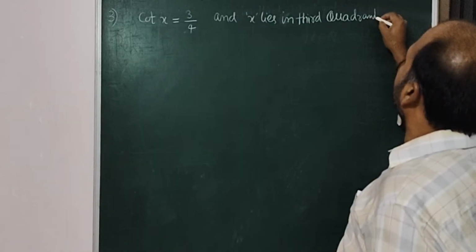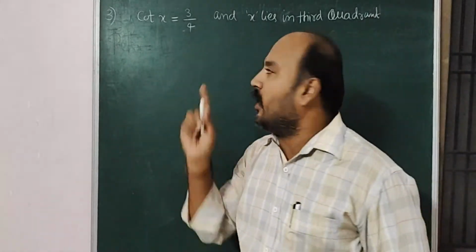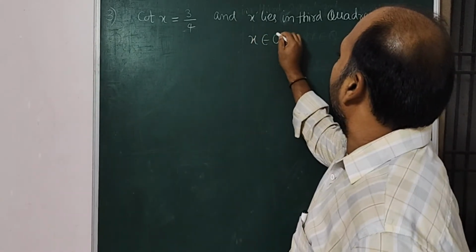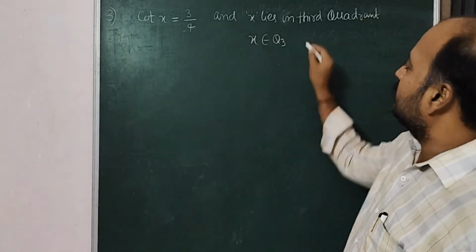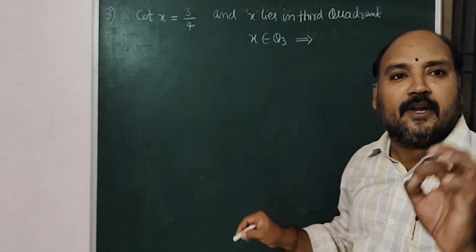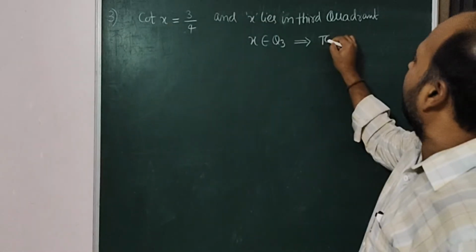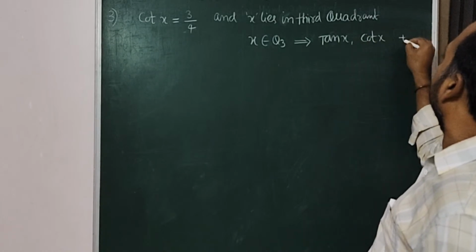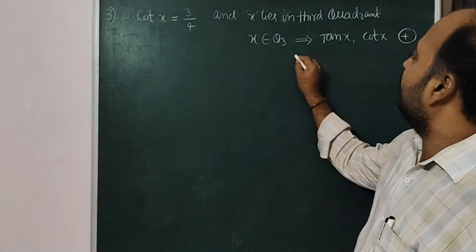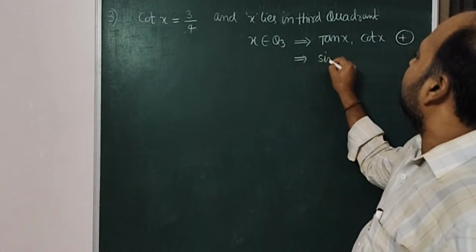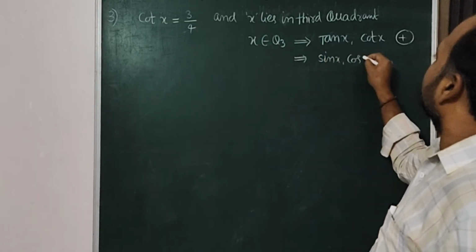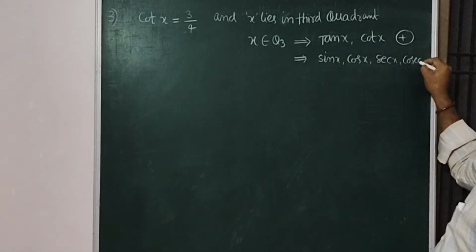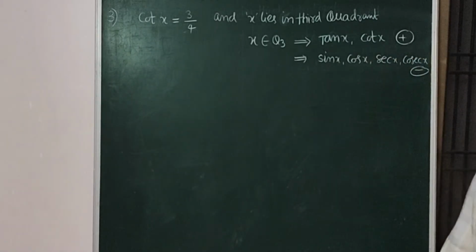Dear students, first we decide what are positive and what are negative according to the question. x lies in the third quadrant, x belongs to quadrant 3. So in quadrant 3, what trigonometric ratios are positive? Tan x and cot x are positive. The rest of them, sin x, cos x, secant x, cosecant x are negative.